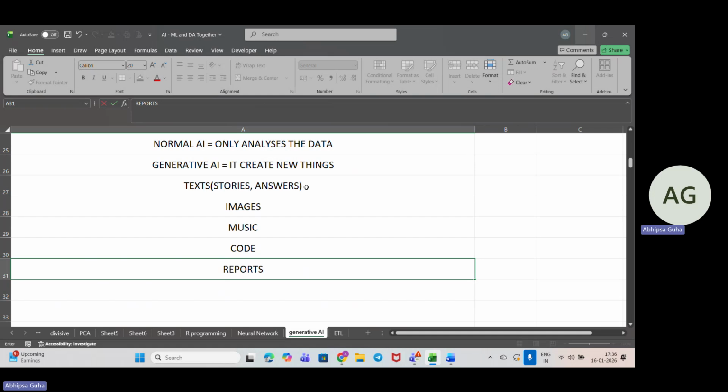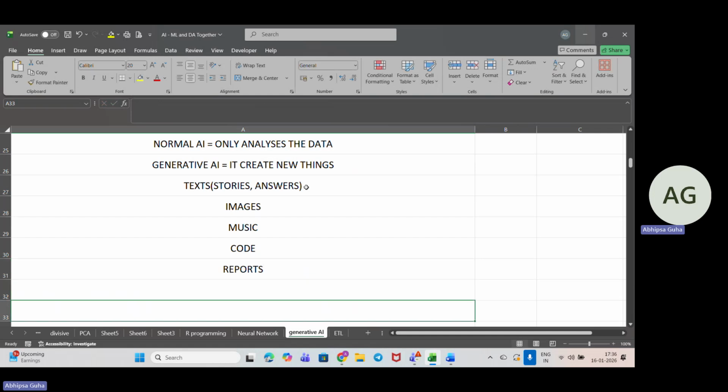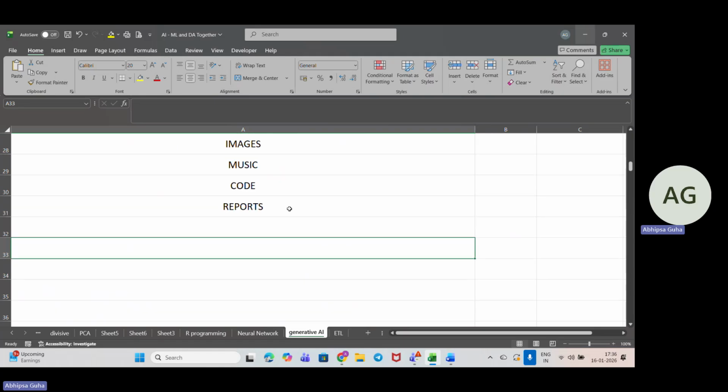Suppose we have the example, write a story about a lion, right, to a generative AI. What is the command that you have given? Write a story about a lion and a rabbit.